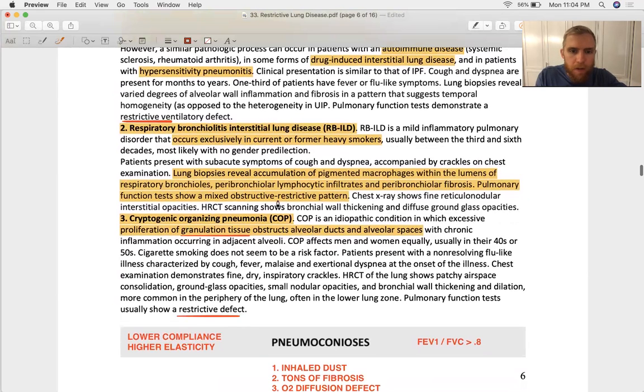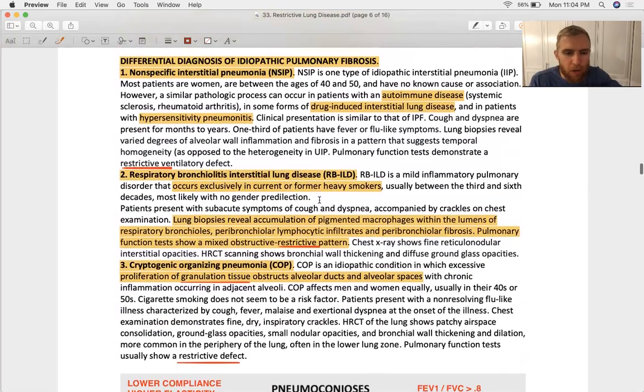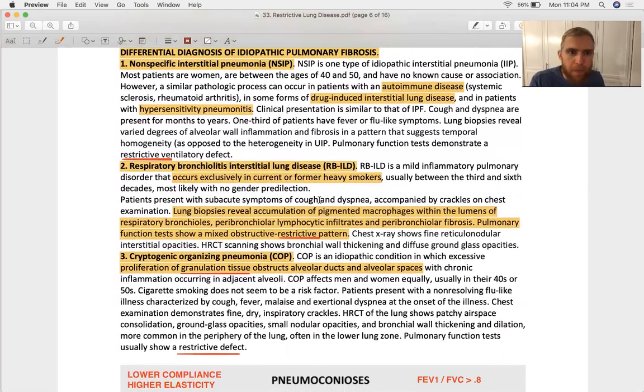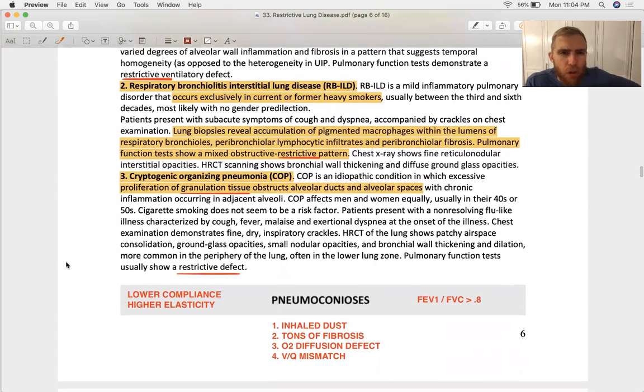And again, for all of these, you're going to see some sort of restrictive spirometry because that is your differential. Well, what could cause a restrictive spirometry? These three things, okay? Respiratory bronchiolitis interstitial lung disease occurs exclusively in current or former heavy smokers, and biopsies reveal pigmented macrophages. It's typically going to be carbon within the lumens of respiratory bronchioles. Within the lumens of bronchioles, yeah. So again, that's telling you you're going to see reticular patterned imaging along the periphery of the lungs. Lymphocytic infiltrates on histology, yeah, okay.